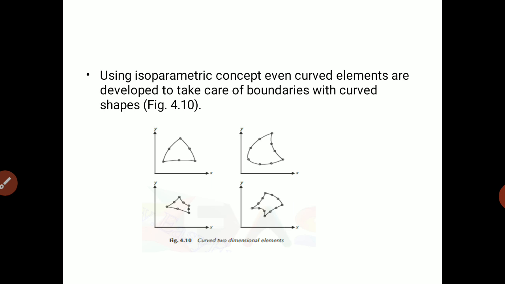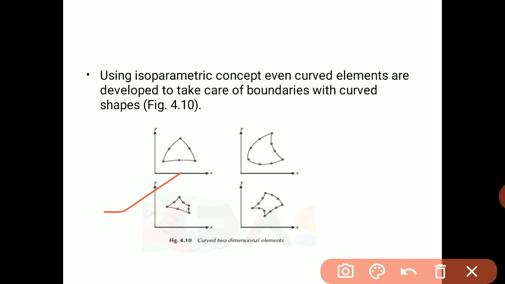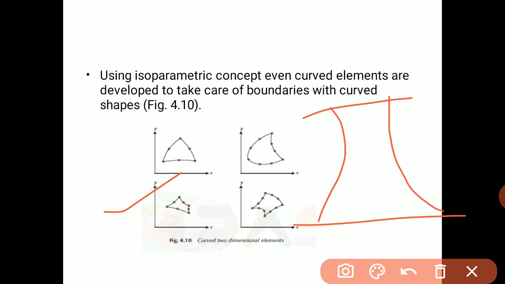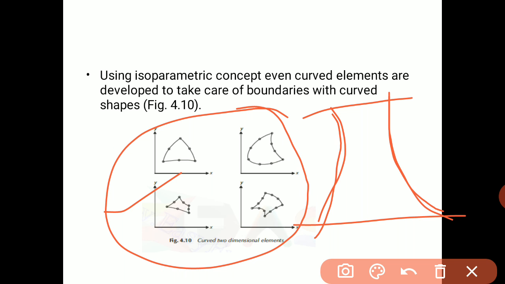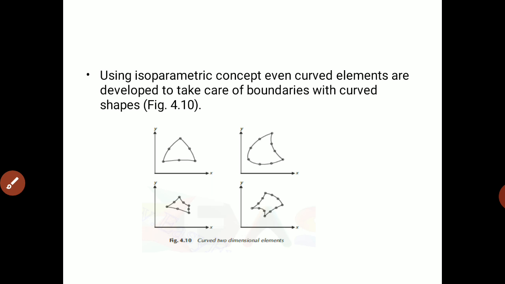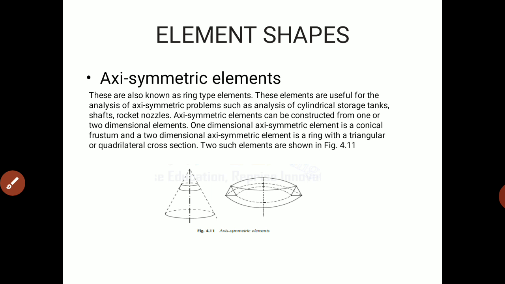Now there are not only triangles and rectangles for definite shapes. We have curved two-dimensional elements also, so we can analyze curves too. This is a cooling tower shape. Okay, this is a parabolic curve. We are going to analyze this type of curve also by dividing the curve into a finite number of nodes. Then we have seen one dimensional, two dimensional, and then there are axisymmetric elements also.